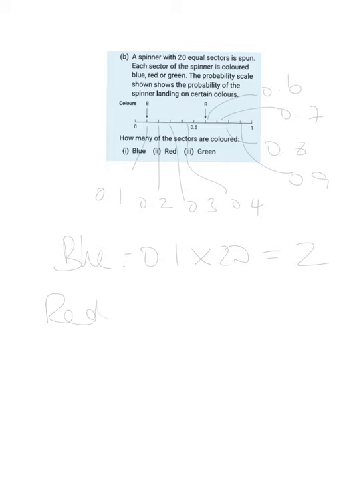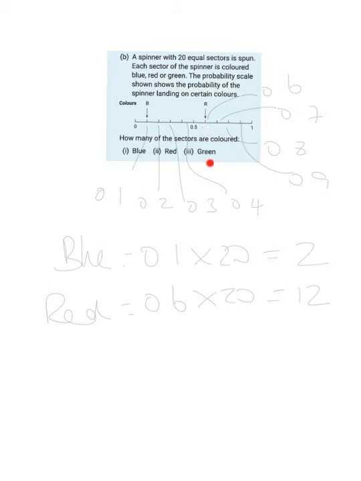Looking for the red then, okay, so we get the probability of red. The arrow is pointing here. So 0.5. So after 0.5, we said it would be 0.6. So that is the probability, which is 0.6 multiplied by the sectors. So 0.6 by 20 would give me 12.